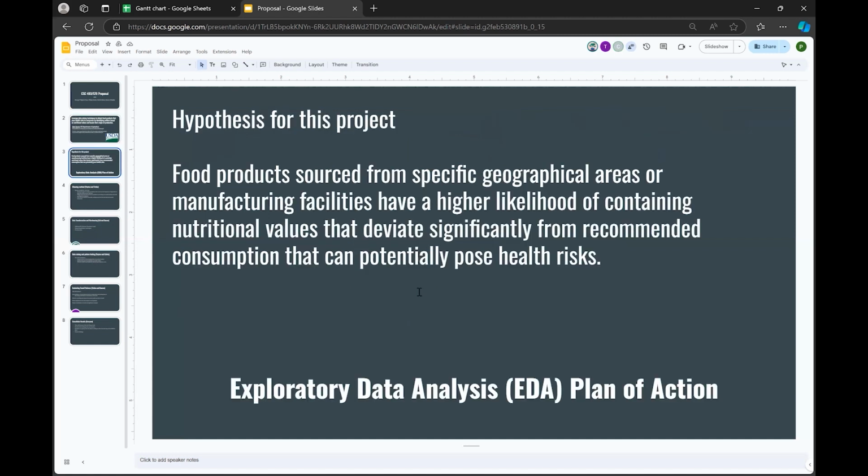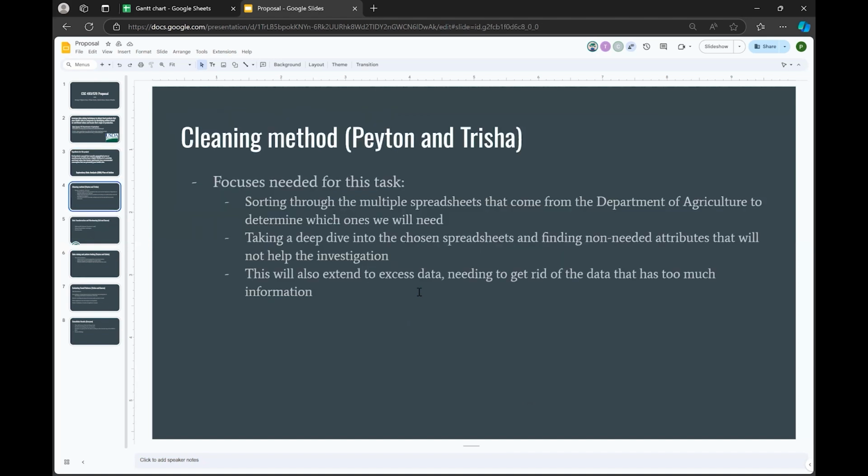Thank you. So, what we're planning to hypothesize for this project is that food products that are sourced from specific geographical areas or from specific manufacturing facilities have a higher likelihood of containing nutritional values that deviate significantly from recommended consumption that can potentially pose health risk. Essentially, what we're saying here is that specific areas that produce food have a higher chance than other areas of producing unhealthy food that could cause health risks to the people who eat it. So now I'm going to pass on for our exploratory data analysis plan.